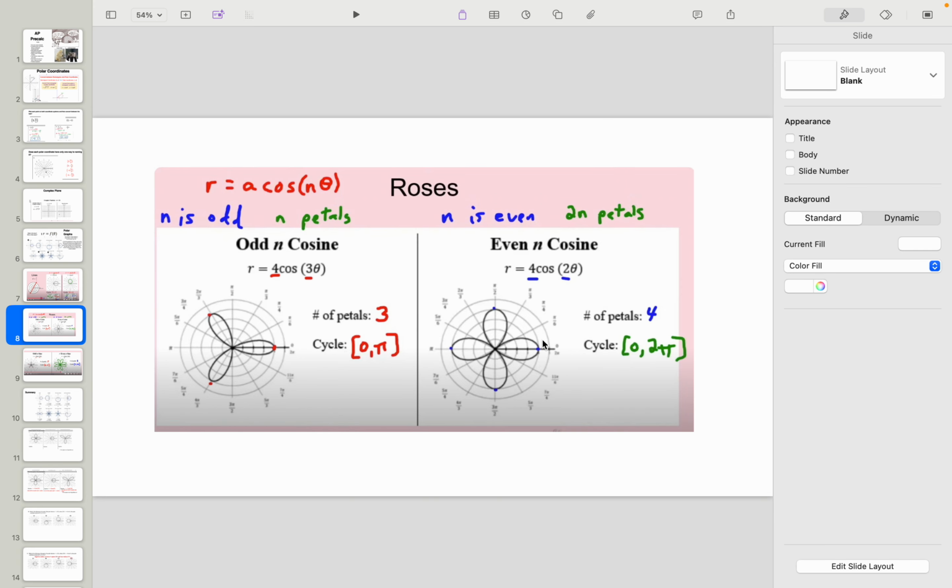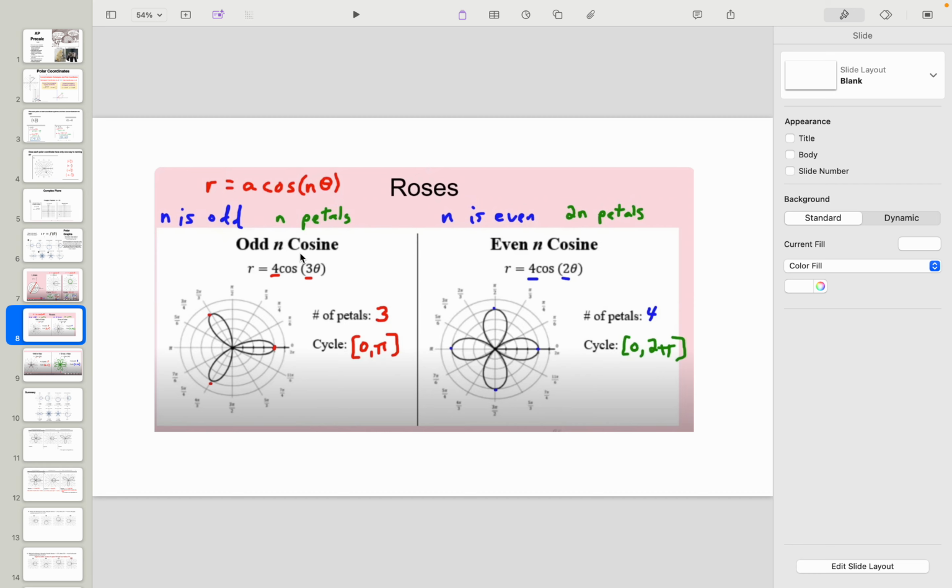Cosine is always on the axis. That's what I was meaning to point out, is that cosine here is always on the axis. When n is odd, so this number here, I just end up with 3 petals. But when n is even, I end up with twice as many petals, 2n petals.